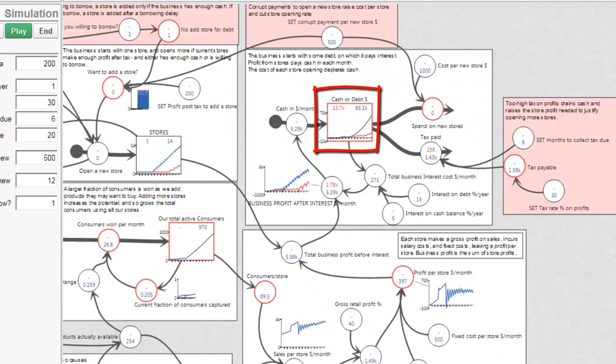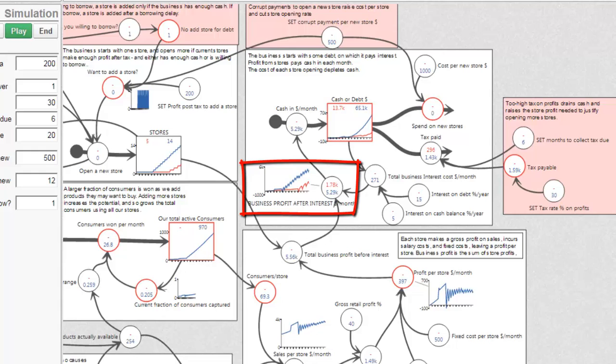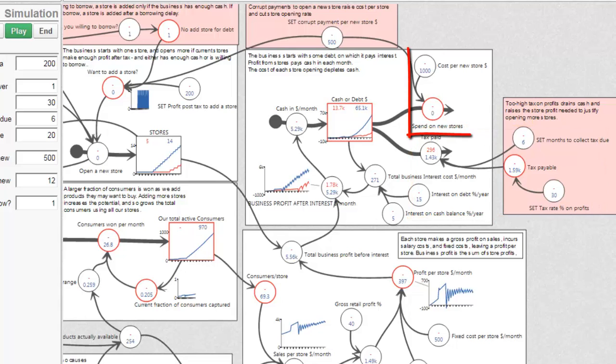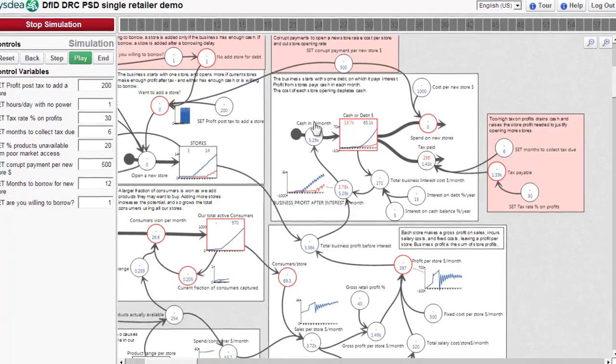Scroll up to see the cash. Profits build up our cash, or losses build up debt or reduce profit. We pay out tax depending on the tax rate on our profits after a delay for that tax to be collected. Cash also goes out to buy each new store, and more has to be paid out if corrupt payments have to be made.